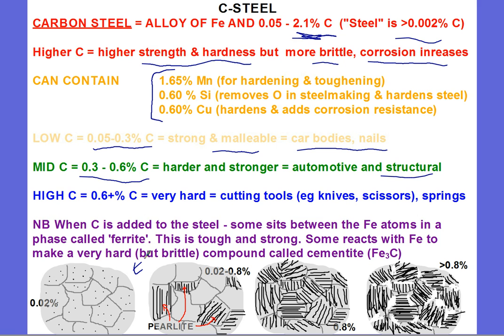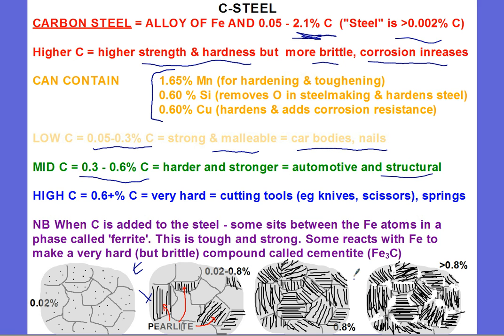But if you add more than that, some of the carbon actually reacts with the iron to produce a hard brittle compound called cementite, and that forms in layers inside the iron grains, and it's called pearlite when you've got these layers of iron carbide or cementite. That makes the steel much harder but it also reduces the ductility because this phase is quite brittle.